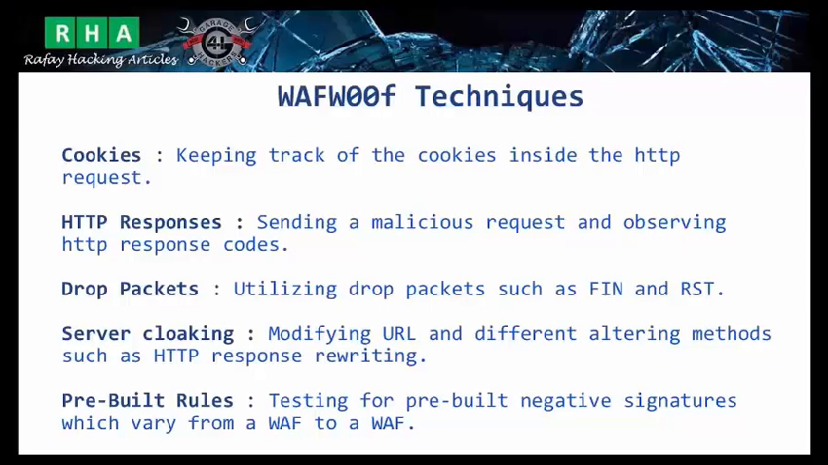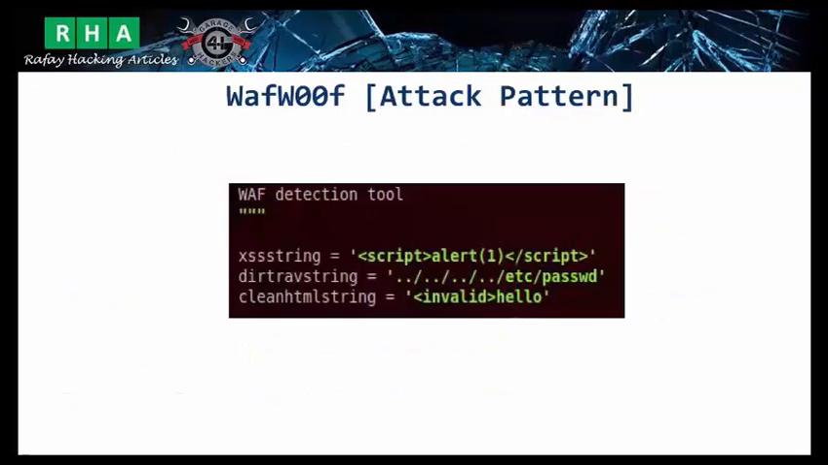We have server cloaking. There are a lot of web application firewalls that, once they receive a malicious request, use different altering methods, such as rewriting your HTTP response and HTTP response headers, and so forth. And then we have pre-built rules, which test for pre-built negative signatures, which of course may vary from WAF to WAF. I don't find this rule pretty amusing, but of course this might work in some circumstances.